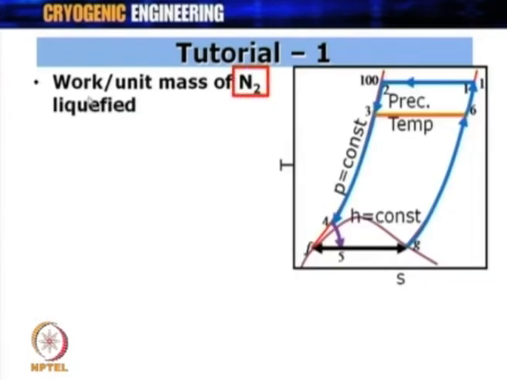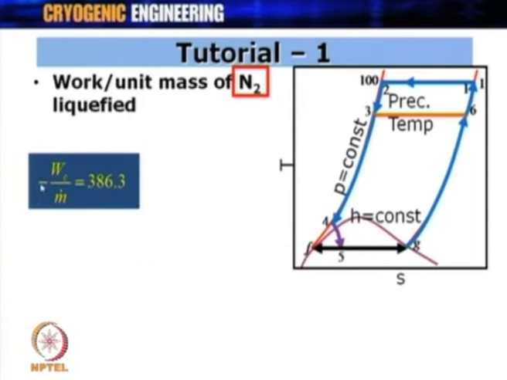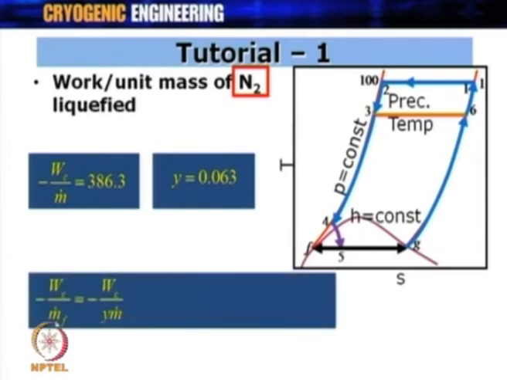Now, I want to calculate the work per unit mass of gas nitrogen which is liquefied. Okay. So, we will calculate for the unit mass of gas which is liquefied, Wc by m dot is 386.3, y is equal to 0.063, and therefore, Wc upon m dot f is equal to Wc upon m dot divided by y is equal to 386.3 divided by 0.063 is equal to 6131.7 joule per gram.